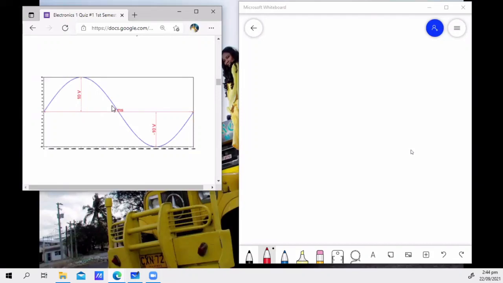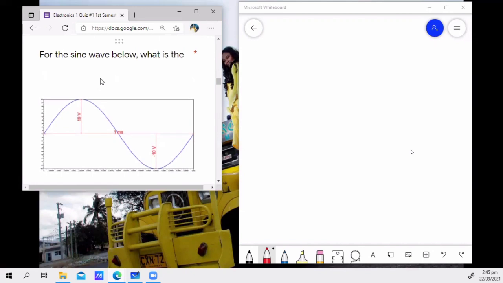So kung mapapansin natin dito, sa sine wave na to, ang peak to peak natin ay 20 volts peak to peak. Ang peak voltage ay 10 volts. So which means that for the positive half cycle, ang pinakamataas ay positive 10 volts. Sa negative half cycle, ang pinakamababa ay negative 10 volts. Ang period niya is 1 millisecond.